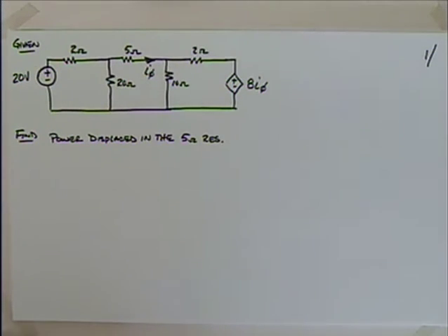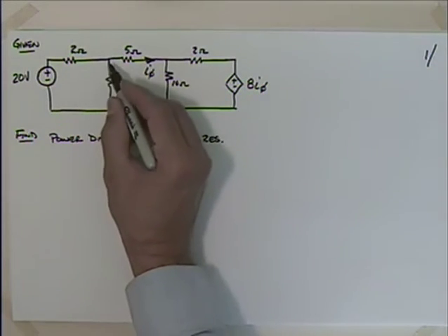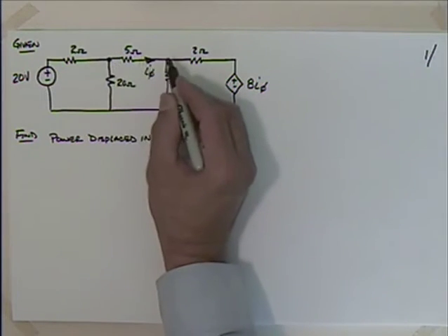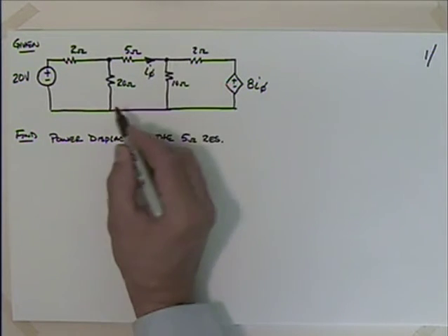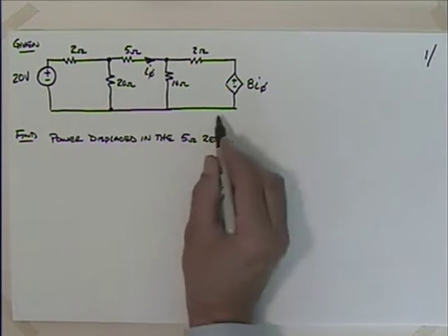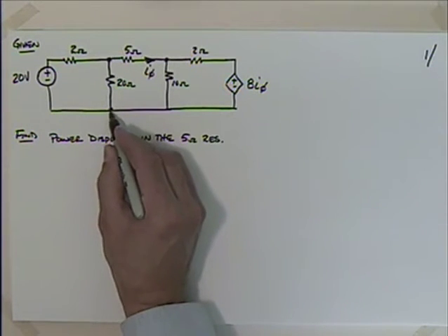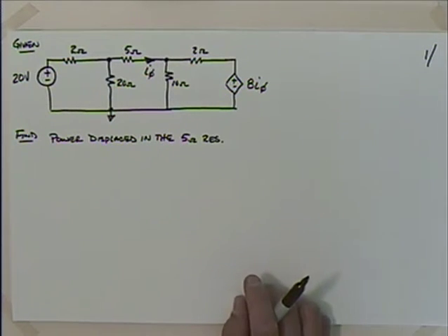Well, with that, let's see if we can tackle this problem. We're given a fairly typical node problem. We would recognize this as having three essential nodes, an essential node there, an essential node there, and one essential node across the bottom. We'll go ahead like we've always done and take this one at the bottom as a reference node, reference ground to that.